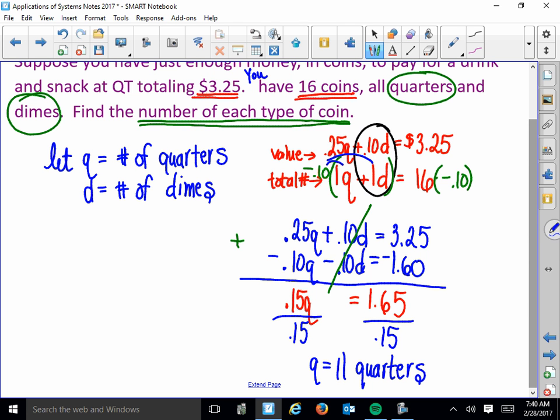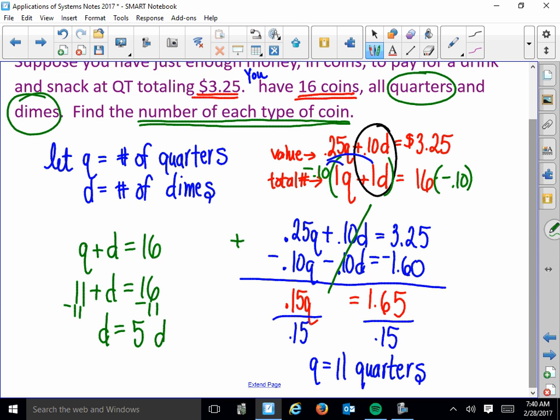All right, if I go back to my original information, I know that I had 16 coins in all. The second equation told me that Q plus D equals 16. So if I have 11 quarters in my pocket, how many dimes do I have? Well, after subtracting 11 from each side, I know that I have 5 dimes.